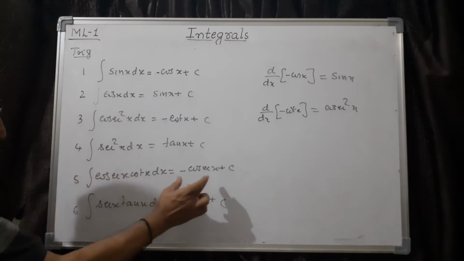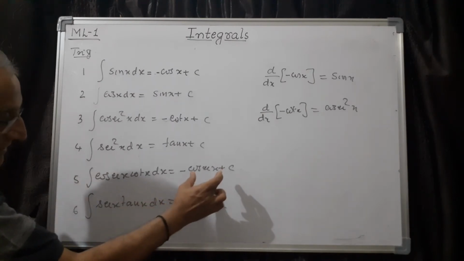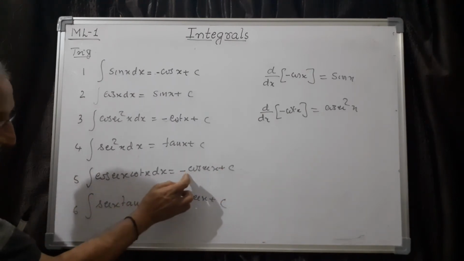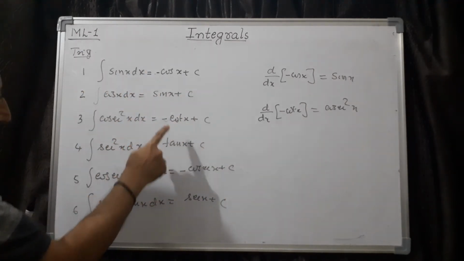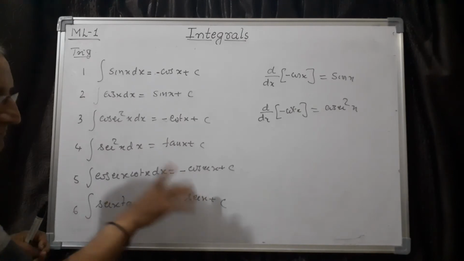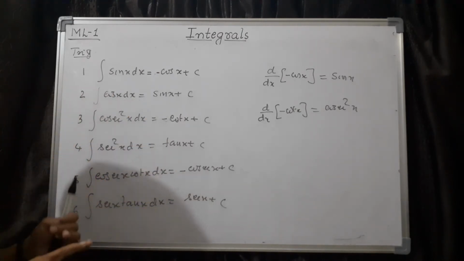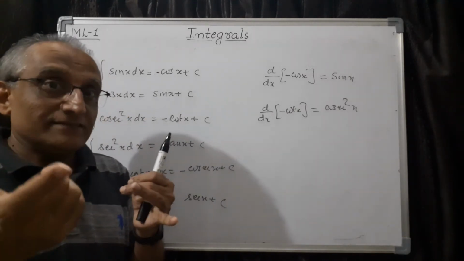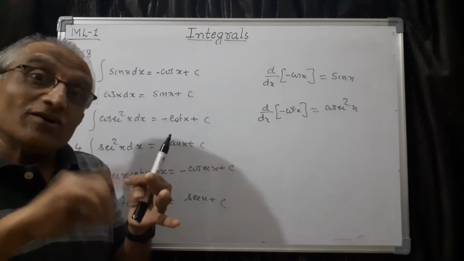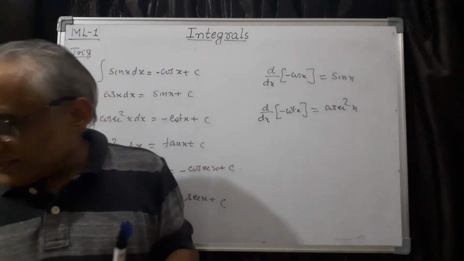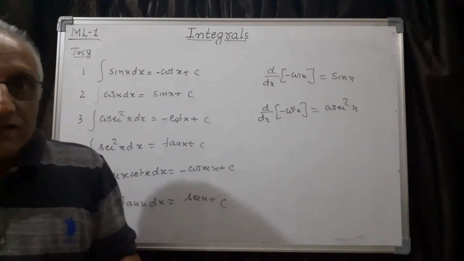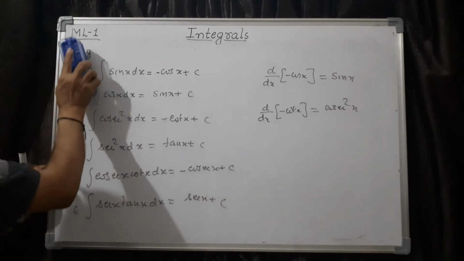For example, when you differentiate minus cosecant x, it is cosecant x cot x. Minus you have to take here. Therefore, just like in differentiation, here this is minus, this is minus, this is minus, and the remaining 3 are plus. In differentiation also we have seen this: the differentiation of cos is minus, cosecant is minus, cot is minus. Here also there are 3 functions which are minus and 3 functions which are plus. Now this is the trigonometric set.